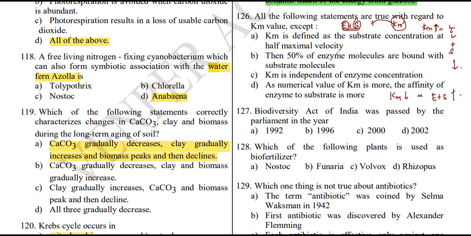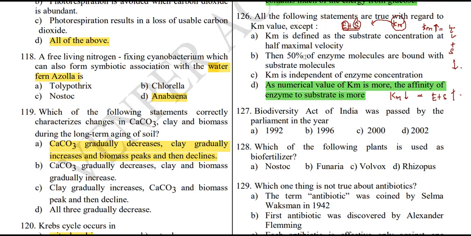The question is, which of the following are true with regard to Km value except one, which means they ask you to find out the wrong statement. As the numerical value of Km is more. So listen, Km is more means the affinity of enzyme and substrate binding should be less, which means they are inversely proportional. But they have given that both will increase simultaneously, which is the wrong statement. And Km will not depend upon the enzyme concentration. They are independent. That's a correct statement.